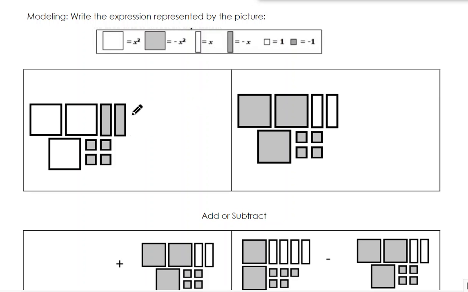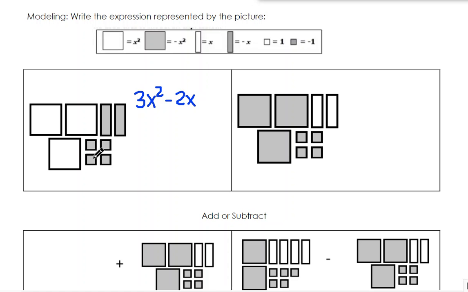All right, so I'm going to rewrite this into math. I have 3 big white squares. So that is x squared, right? So this would be 3x squared, because I have 3 x squares. Now I see I have 2 shaded in rectangles, shaded in rectangles with negative x. So that would be negative 2x, because I have 2 of them, and that means negative x, so negative 2x.